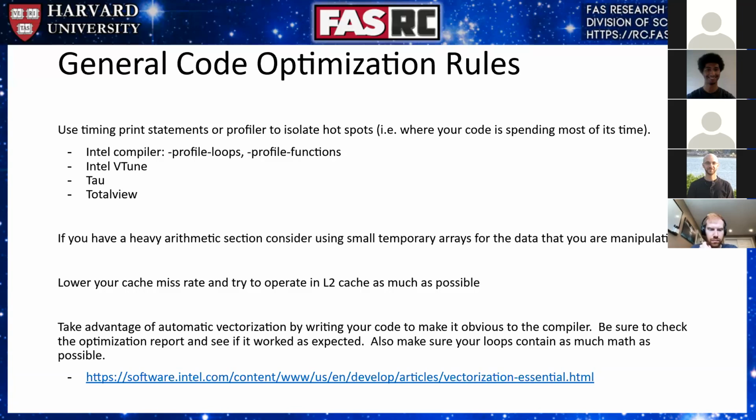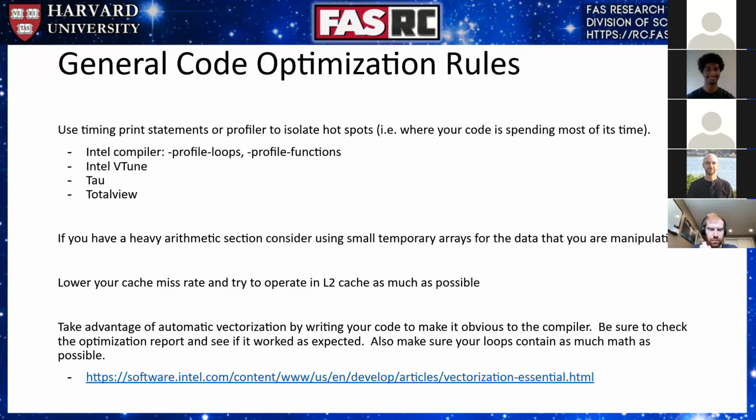Because all you've done is imply, okay, I'm going to take this larger array, take a subsection of it, do a ton of math on that, and then copy it back. Okay? You want to lower your cache miss rate and operate in L2 cache as much as possible. And if you want to get ideas as to your cache miss rate, again, VTune, TAU, TotalView will give you reports as to that.